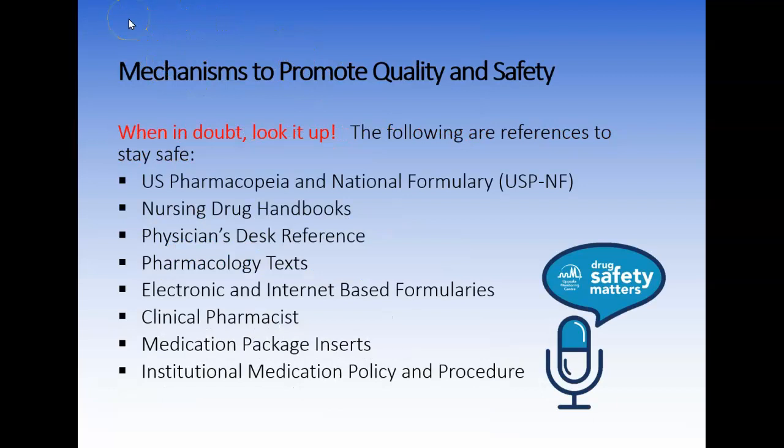Okay, so mechanisms to promote quality and safety. We talked about, if you're in doubt, look it up, okay? We'll say that again just so that you hear it. But there's lots of different ways to look things up. There's what's called a pharmacopoeia, and that's sort of like the pharmacist's Bible, right? It has everything in the national formulary that's ever been made, tells you all about it.